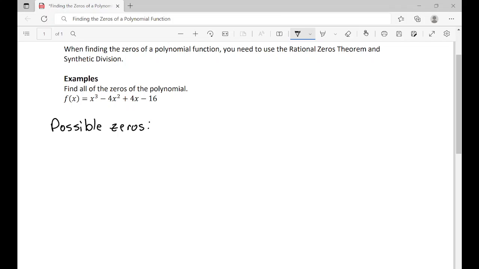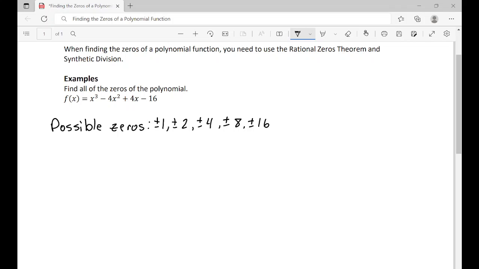And so we start off by taking the factors of 16, and we're going to get plus minus 1, plus minus 2, plus minus 4, plus minus 8, and plus minus 16. And we're going to divide all of these by the factors of 1, which is not going to change anything. So these are all our possible rational zeros. Now that we have this, we need to use synthetic division to figure out which ones are the actual zeros.